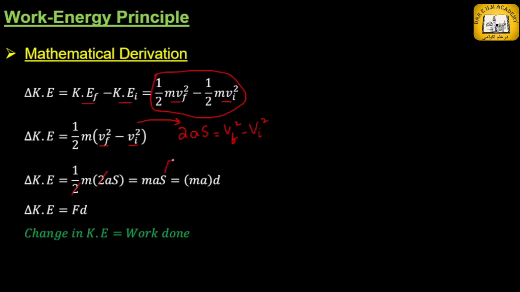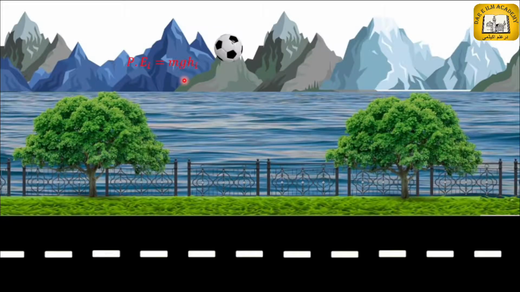What is s? S is actually the displacement that the car covered, and we substituted it with d. So we get the final result as mad. So ma is actually the force, and d, as it is, we write as displacement. So the result becomes: the change in kinetic energy is equal to F multiplied by d, and Fd is actually the work done. So we proved from this simple mathematics that change in kinetic energy is equal to the amount of work done. Let's see if the change in potential energy is also equal to work done.